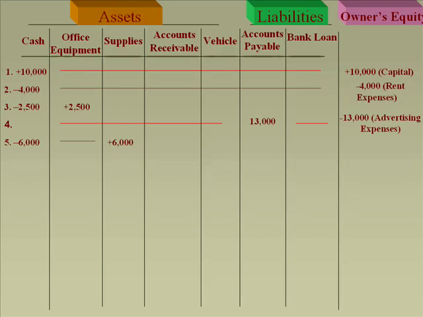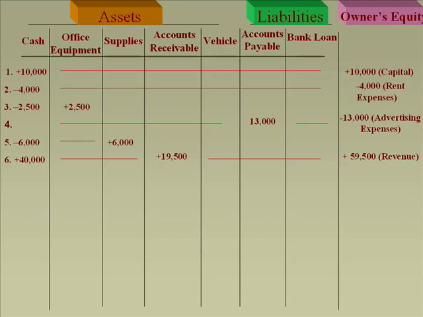The sixth is the most difficult. Take your time. You provided 59,500 worth of service. So revenue goes up 59,500. You collected cash 40,000. So cash is plus 40. The other 19,500 your customer owes you. So accounts receivable should be, guess what? Plus 19,500. Here it comes.